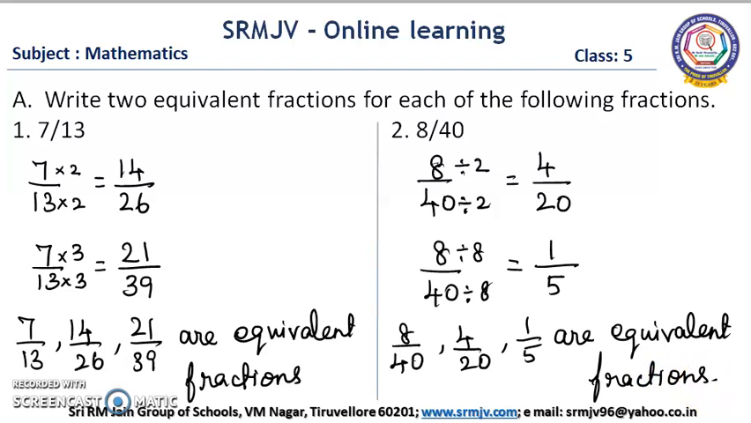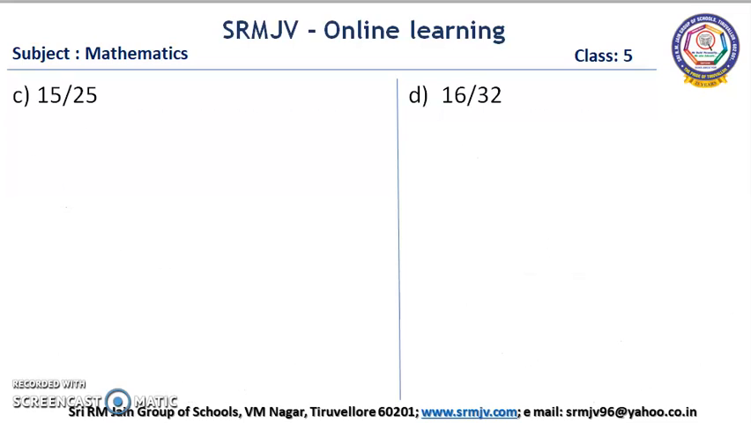Is it clear, children? Shall we go to the next one? The next fraction is 15 by 25. 15 and 25 are divisible by 5, isn't it? So, to find the first equivalent fraction, I am going to divide the numerator and denominator by 5. 15 divided by 5, that is 3, 25 divided by 5, that is 5. So, 3 by 5 is the first equivalent fraction.